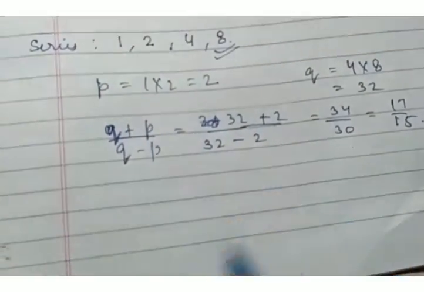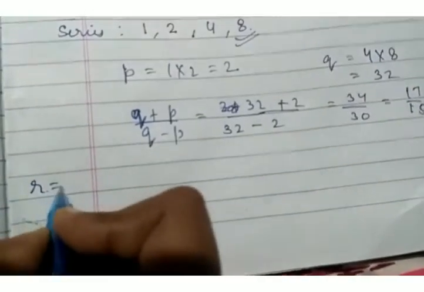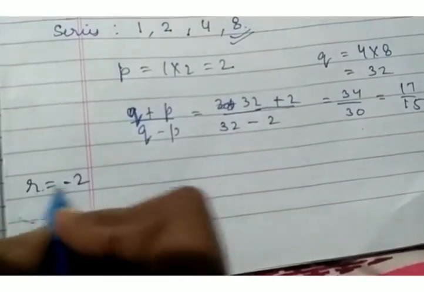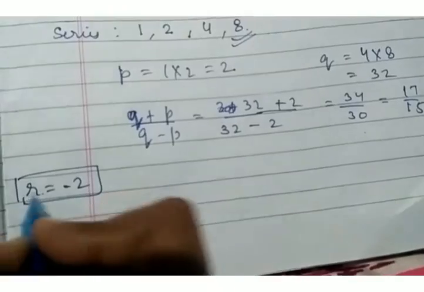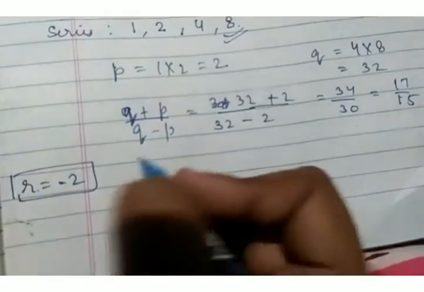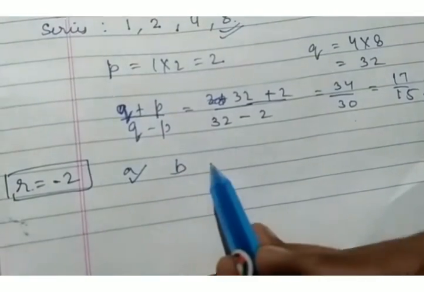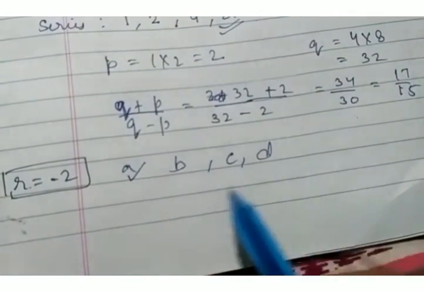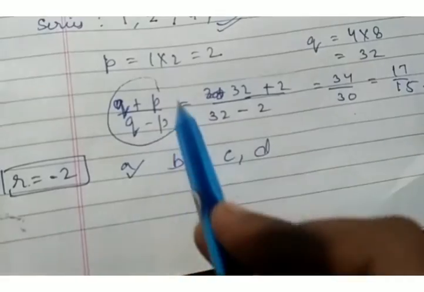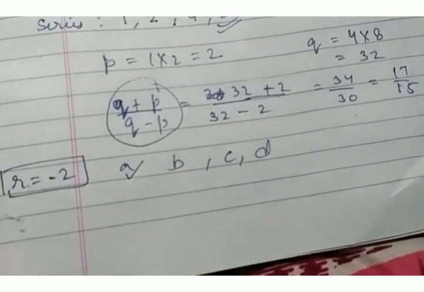So this was for the first part. Now the second case you will solve on your own, when we have the value of r as minus 2. So when the value of r is minus 2, first you're going to find the value of a, then you're going to find the values of b, c and d, and then you're going to find this ratio, that is q plus p upon q minus p.